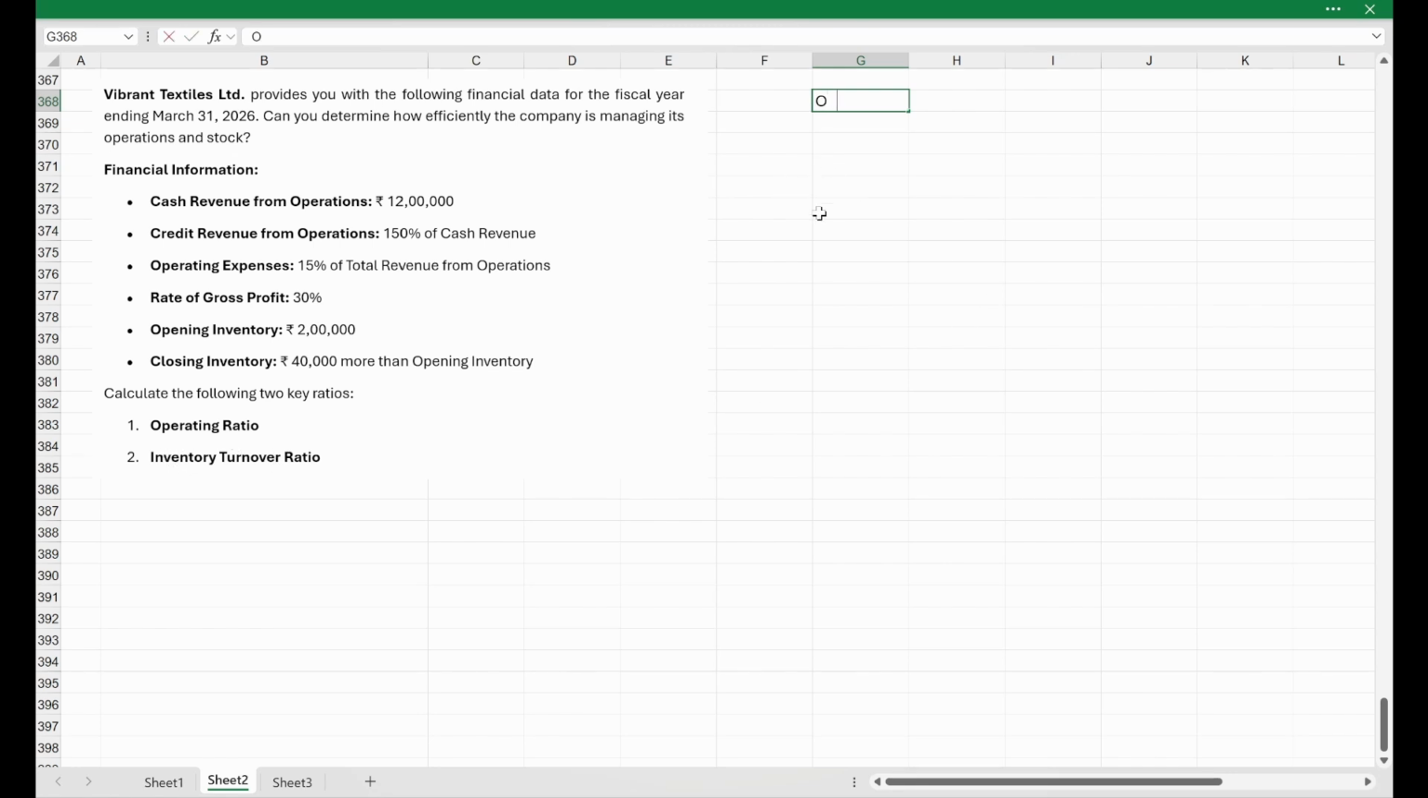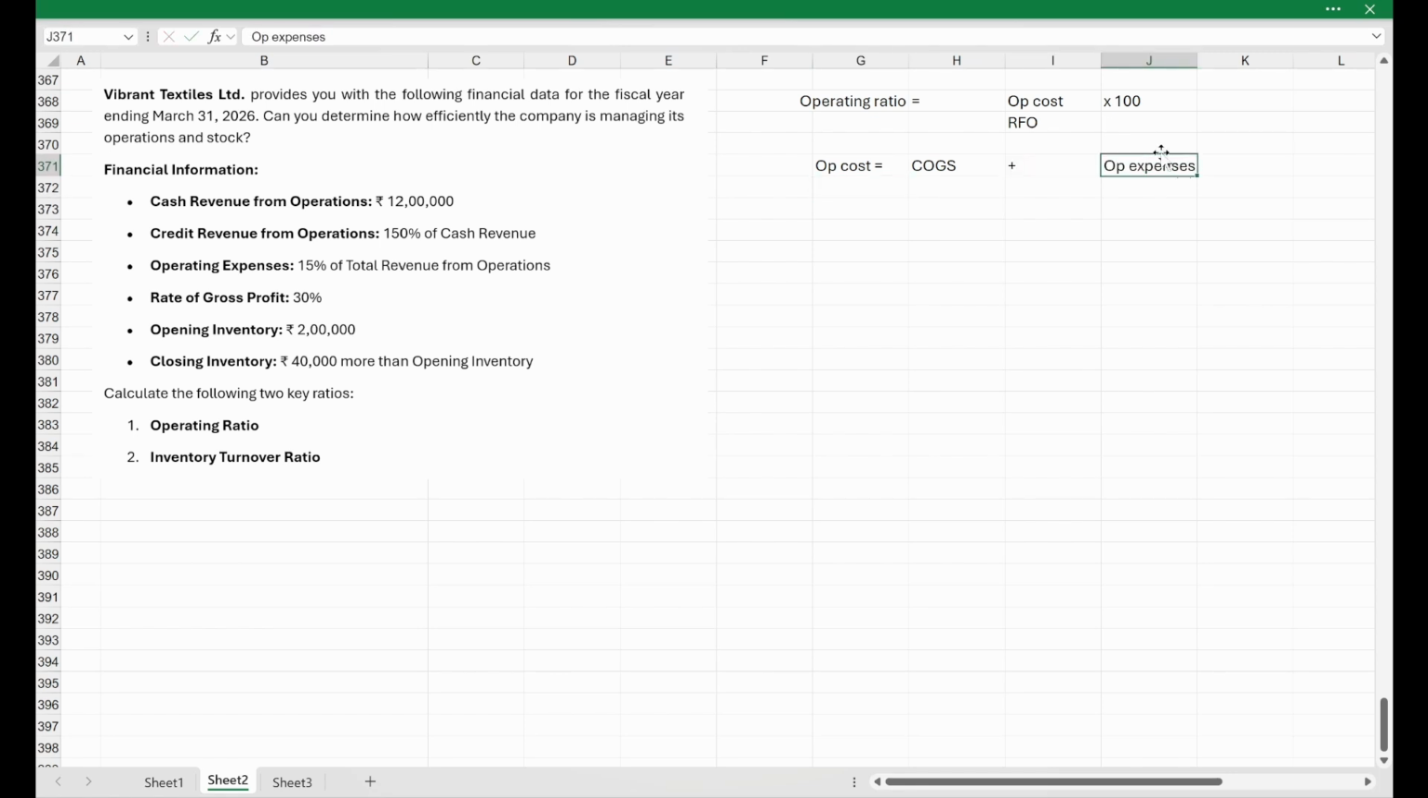Okay, let us start with the operating ratio. Operating ratio is equal to operating cost divided by revenue from operations into 100. Operating ratio will be reported in terms of percentage. Right. Now, the first step is to find out what is operating cost. We need to find out what is cost of goods sold and operating expenses.